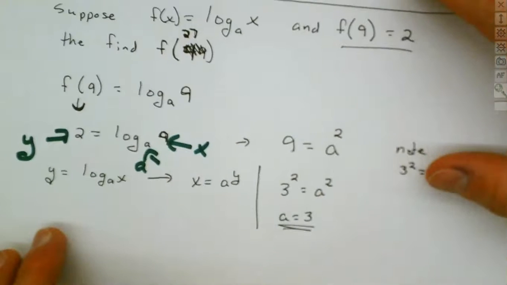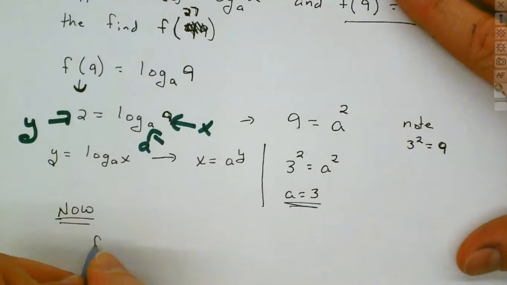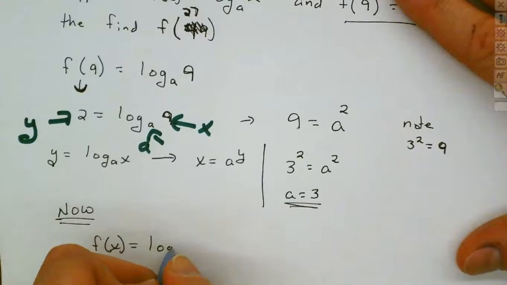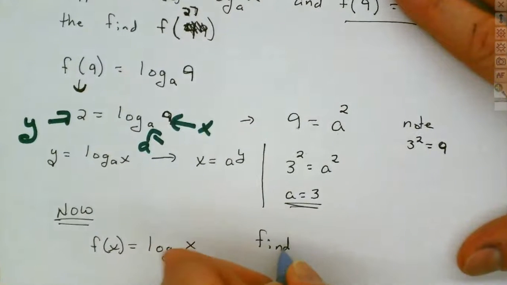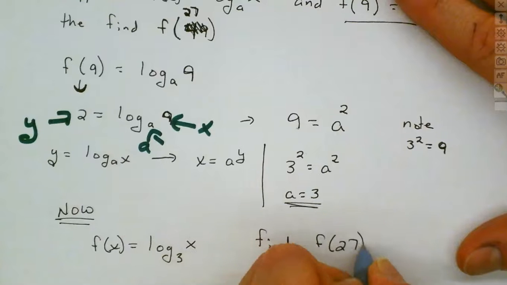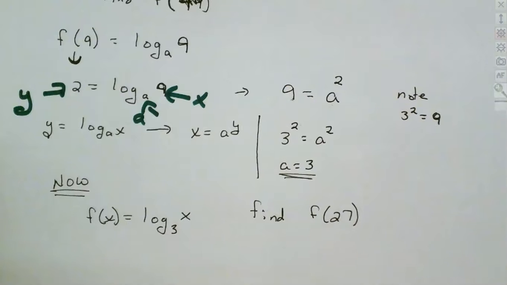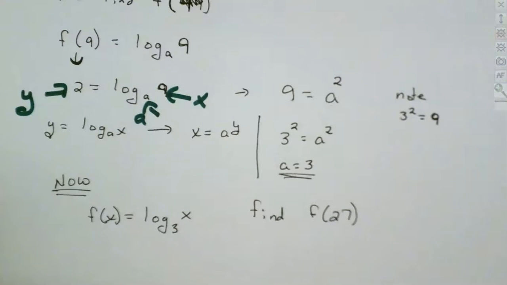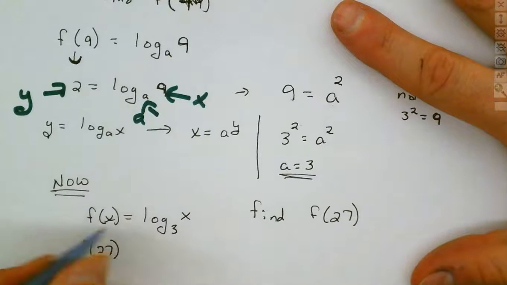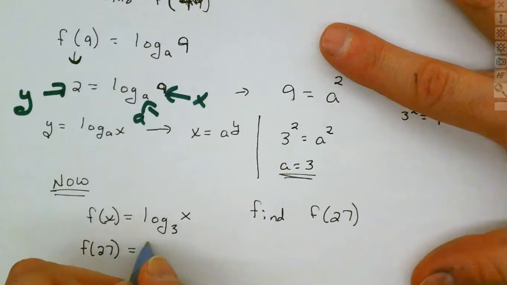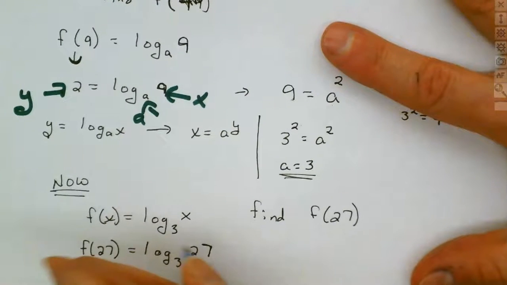What does our formula now become? Our formula now is f of x equals log base 3 of x. And I want you to now find f of 27. So we had to find our base first. Once we have the base, then I want you to find f of 27. So what would f of 27 look like? The f of 27 would be log base 3 of 27.